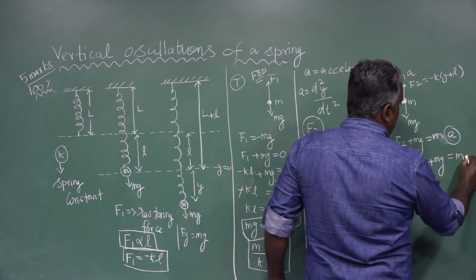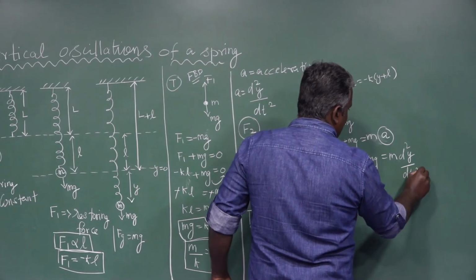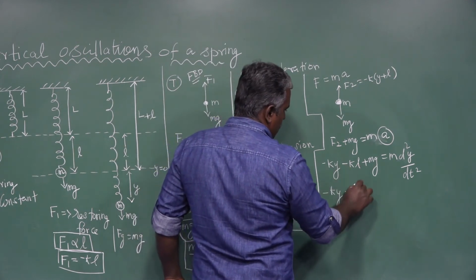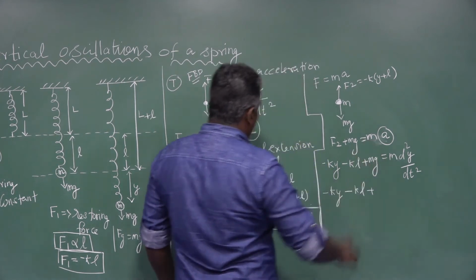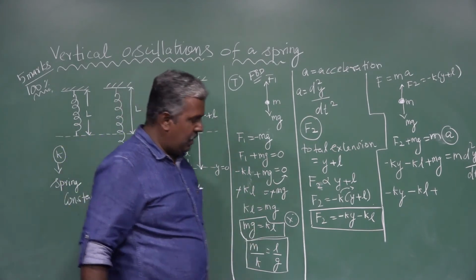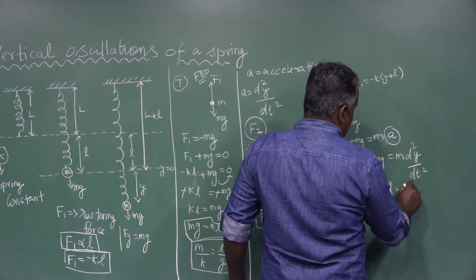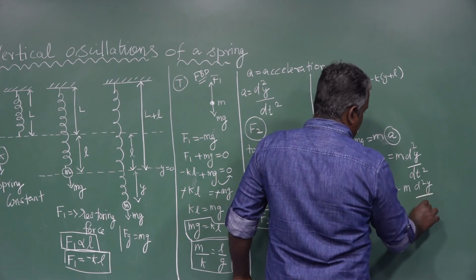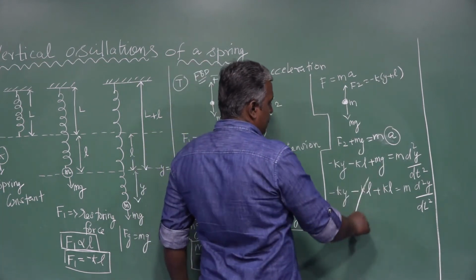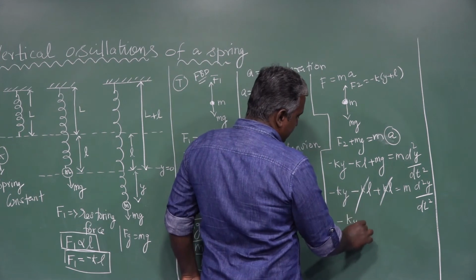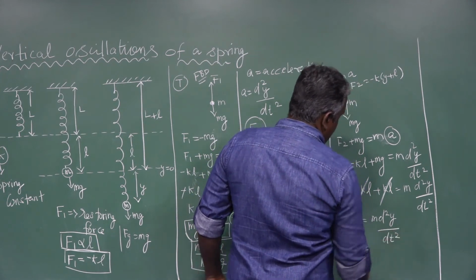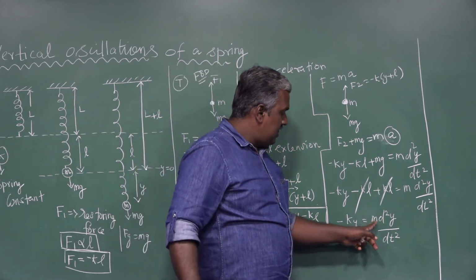Come. D square y by dt square, that's all. Okay. Now minus ky minus kl, and the mg value. Very good. Mg is equal to kl. Okay, is equal to m d square y by dt square. Now very simple. That cancels. So what remains is minus ky is equal to m d square y by dt square.